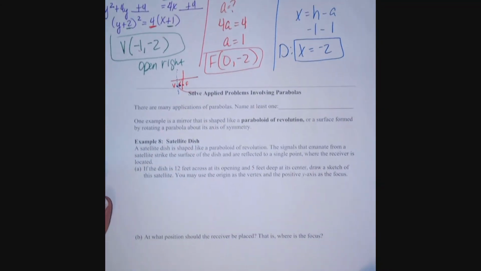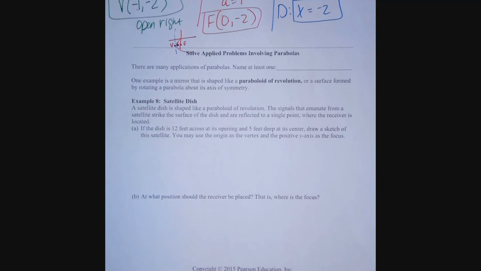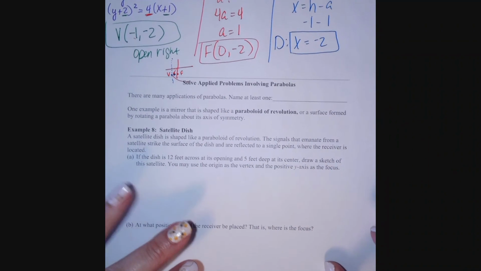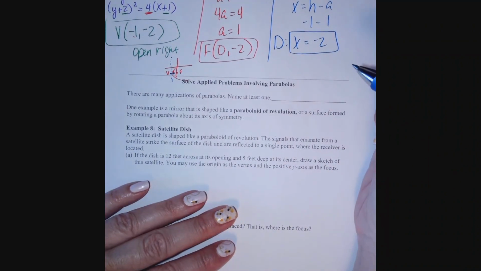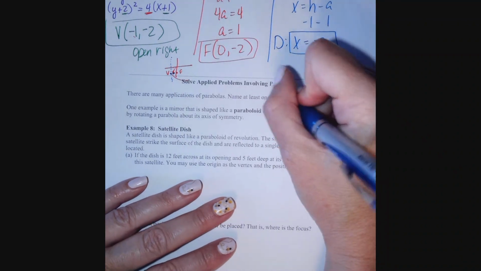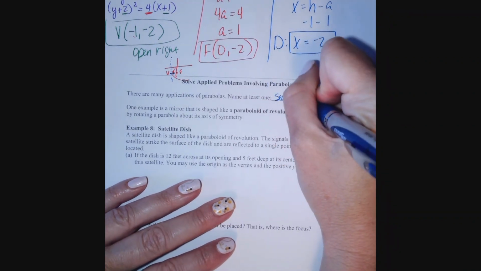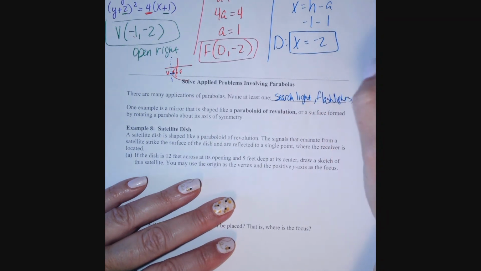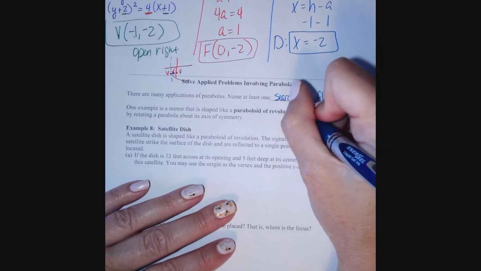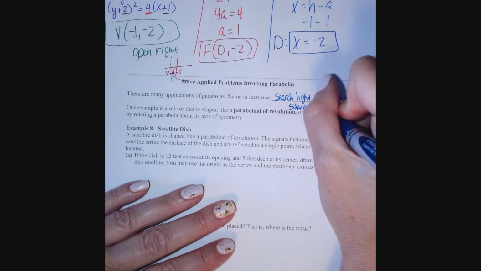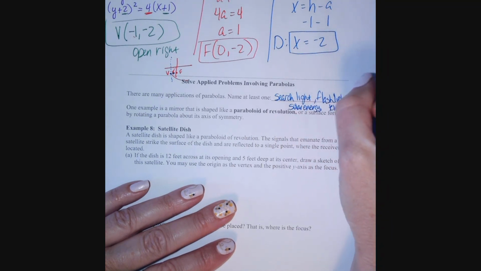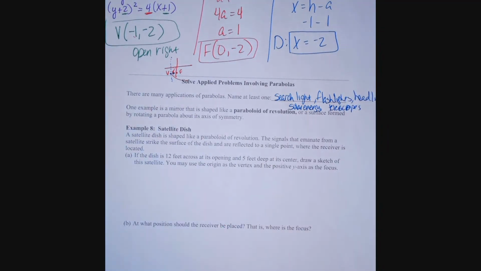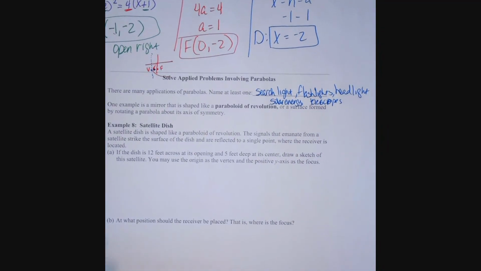All right. Now we have an application problem. Very last thing in this section is an application problem. There are a lot of applications for parabolas, and it asks us to name at least one. Well, anything where I focus a beam, so a searchlight uses a parabola, flashlights are going to use parabolas, headlights in your car, that inside your headlight is shaped like a parabola. Solar energy makes use of parabolas. Telescopes make use of parabolas. So that's way more than one application for parabolas.